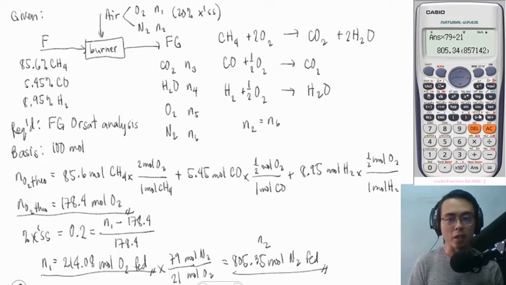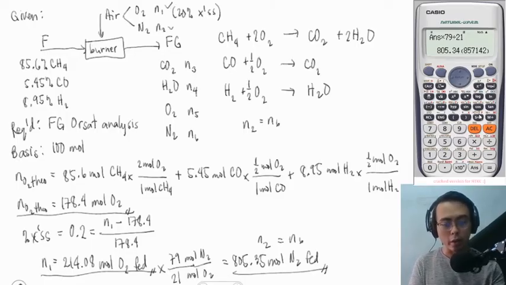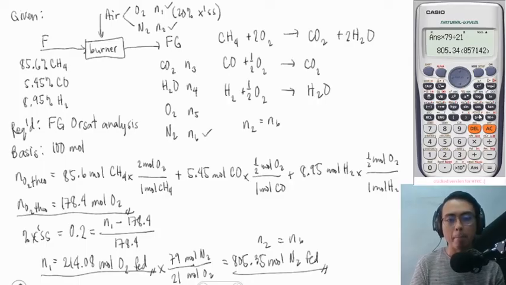The first step that you need to calculate is the O2 theoretical, because that gives you a gateway for the percent excess, if it's given, for you to be able to solve the input oxygen and the input nitrogen to the process. Okay? Since N2 is equal to N6, we can say that N6 is equal to 805.35 moles of nitrogen as well. So from that, we already have a value of N1, N2, and N6. And we can now proceed with the elemental balances.